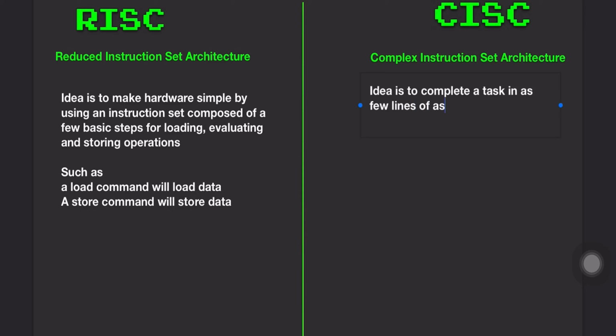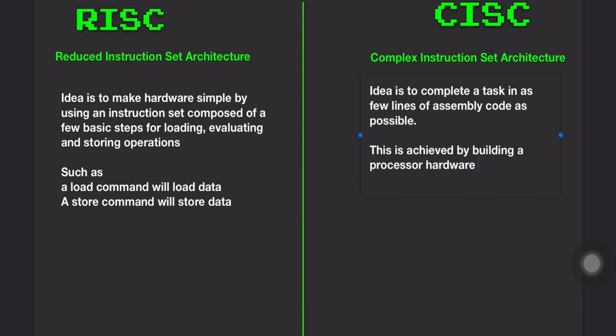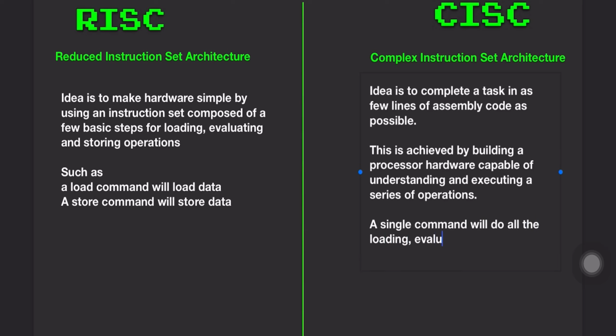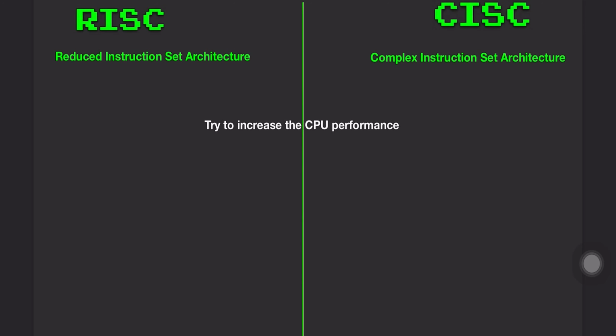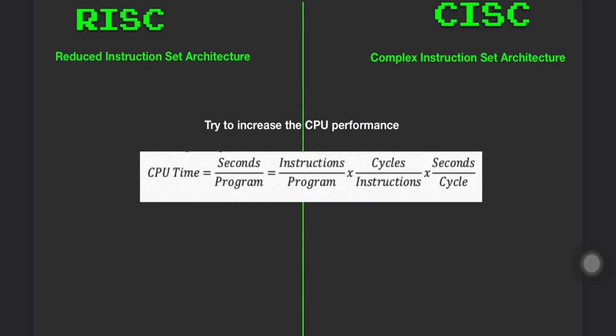CISC. The primary goal of CISC is to complete a task in as few lines of assembly code as possible. This can be achieved by building processor hardware that is capable of understanding and executing a series of operations. A single instruction will do all the loading, evaluating, and storing operations, such that a multiplication command will do things like loading data, evaluating, and storing it. Hence, it's complex. Both approaches try to increase the CPU performance.